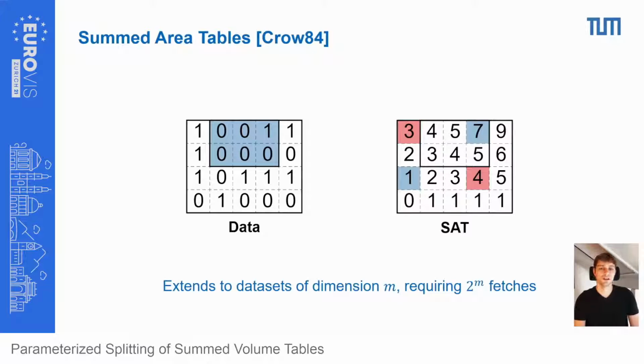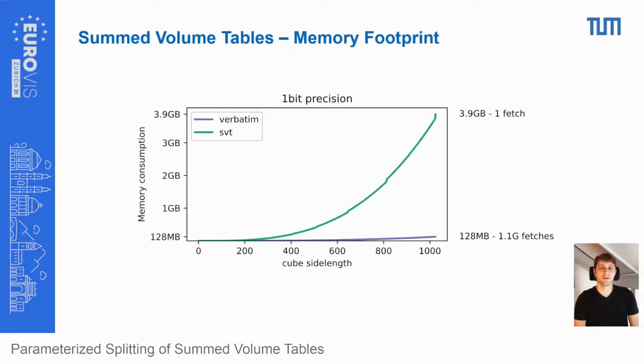For this reason, storing a sum volume table of a dataset of size O(n) requires O(n log n) memory. In particular, for data with 3 and more dimensions, often containing billions of values, memory consumption quickly becomes an issue. For a binary dataset of 1k to the cube, the sum volume table takes 31 times the memory of the original dataset.